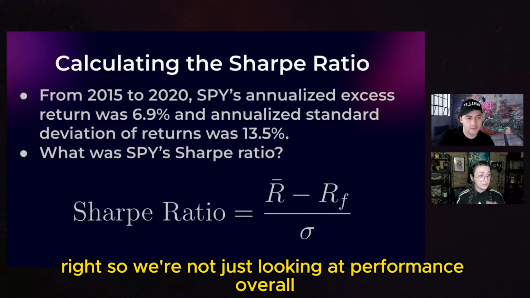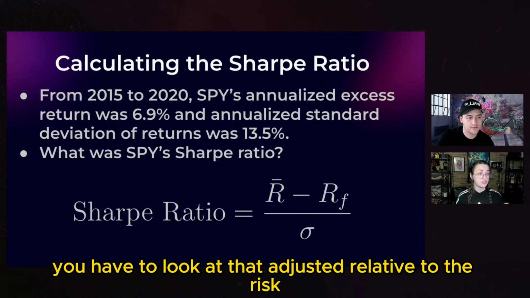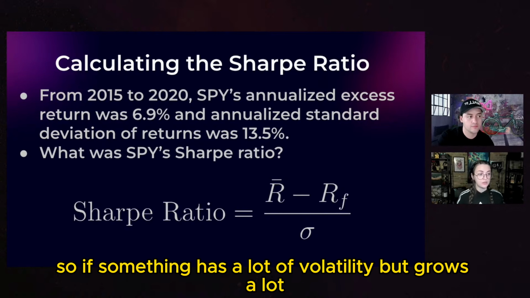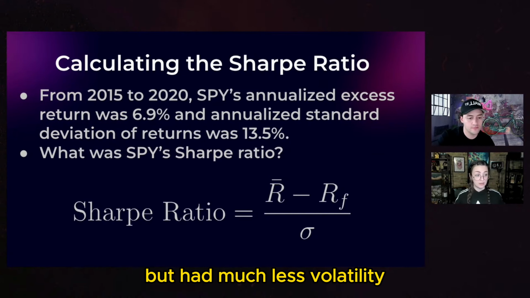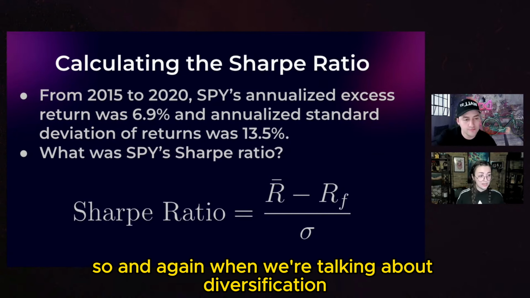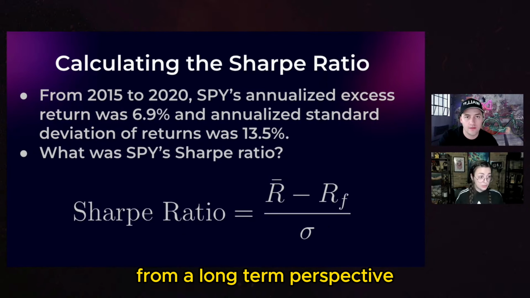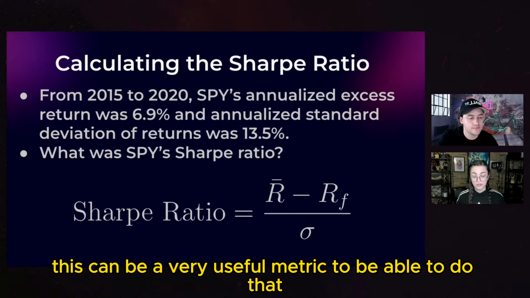So we're not just looking at performance overall. We have to look at that adjusted relative to the risk. If something has a lot of volatility but grows a lot, it might have a worse Sharpe ratio than something that didn't grow as much but had much less volatility. And when we're talking about diversification, when we want to look at volatility from a long-term perspective, this can be a very useful metric.